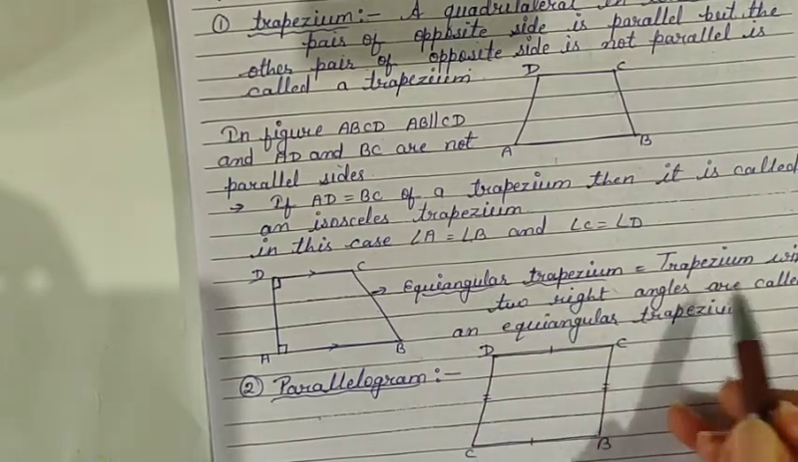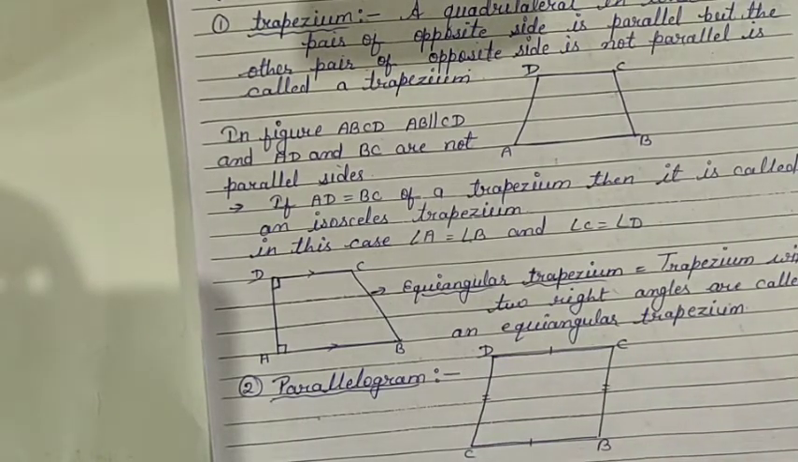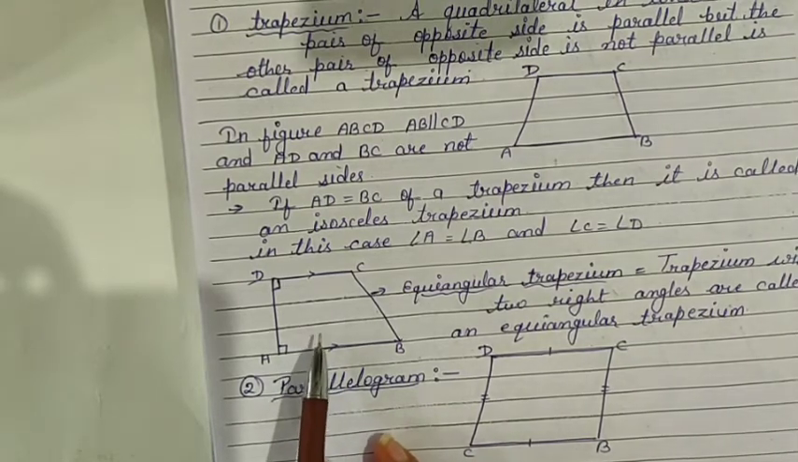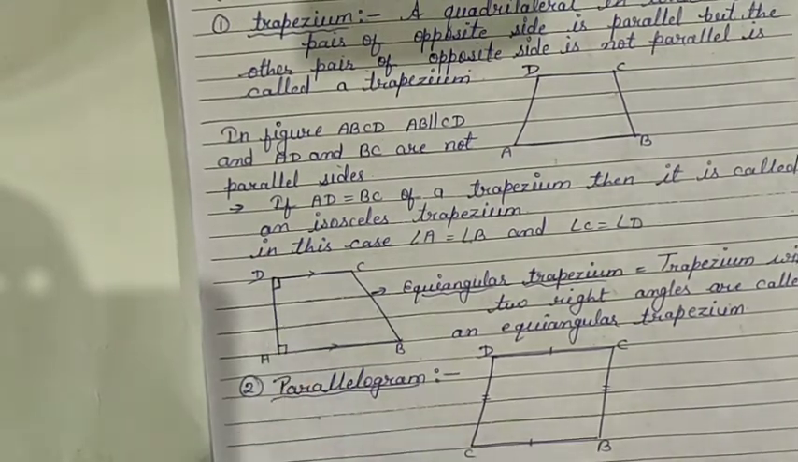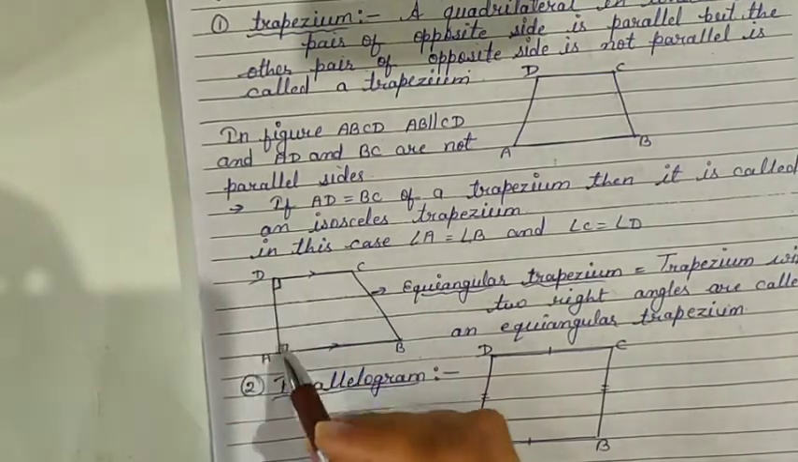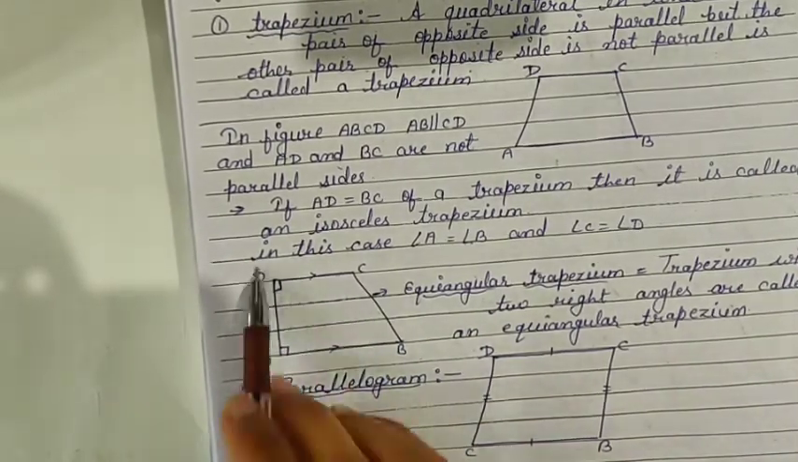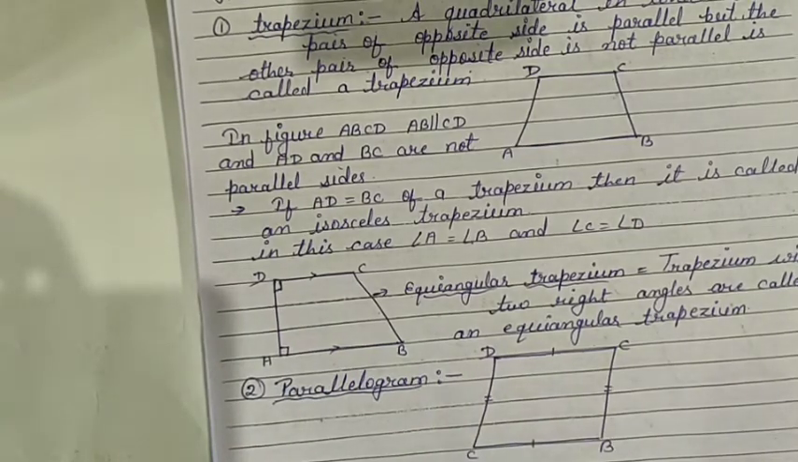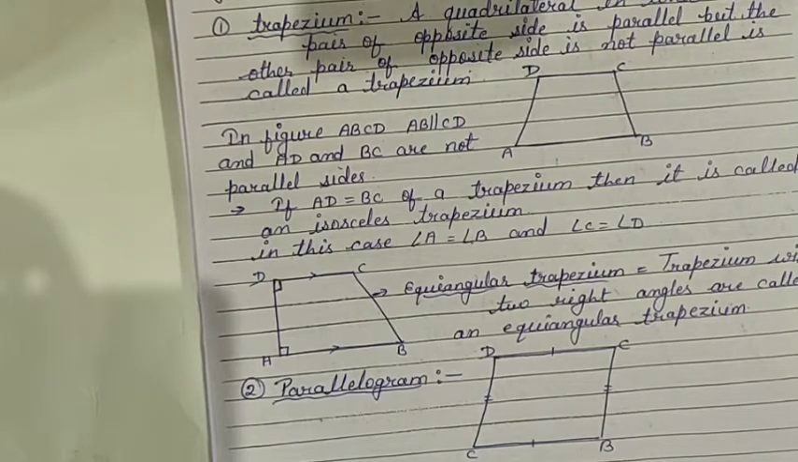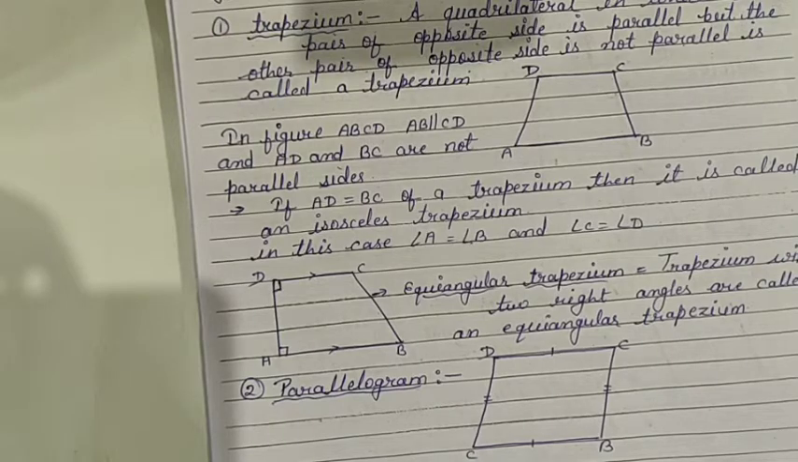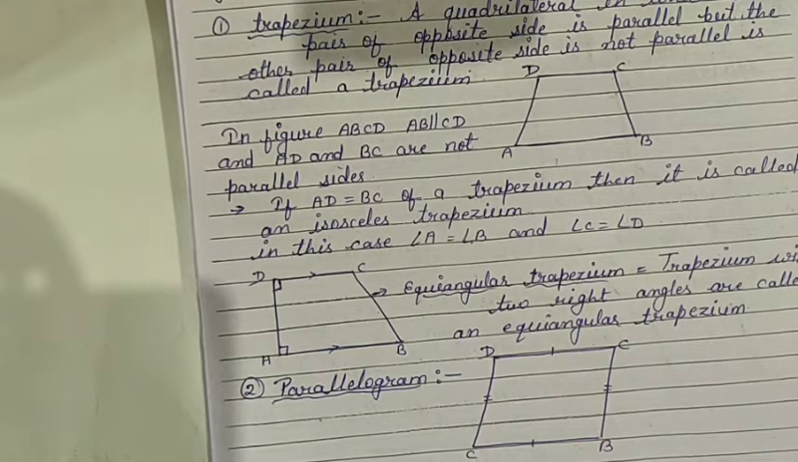A trapezium with two right angles is called an equiangular trapezium. This is a diagram of an equiangular trapezium. In this trapezium, the two angles A and D are 90 degrees. So those are right angles, and AB is parallel to CD but AD is not parallel to BC. So this is an equiangular trapezium. A trapezium with two right angles is called an equiangular trapezium, and if the non-parallel sides of a trapezium are equal, then it is called an isosceles trapezium.